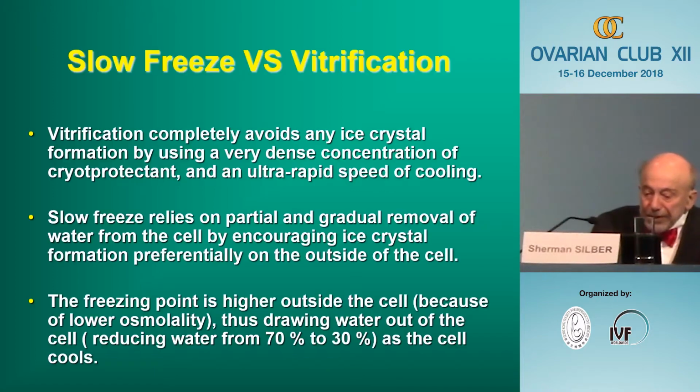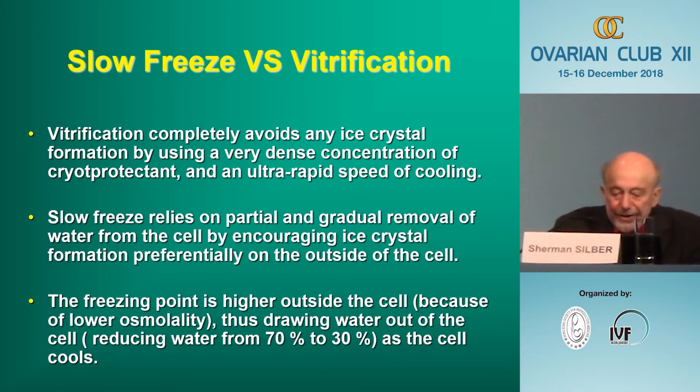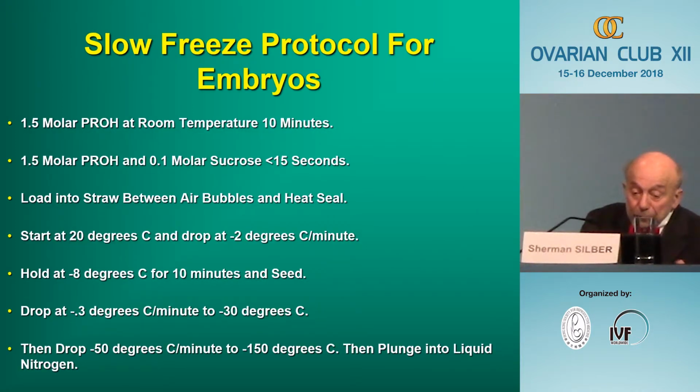So what about vitrification versus slow freeze? Vitrification avoids any ice crystal formation by using a very dense concentration of cryoprotectant and ultra-rapid speed of cooling. Slow freeze relies on partial and gradual removal of water from the cell by encouraging ice crystal formation, preferentially on the outside of the cell. The freezing point is higher outside the cell because of lower osmolality, thus drawing water out of the cell, reducing water from 70% to 30% as the cell cools.